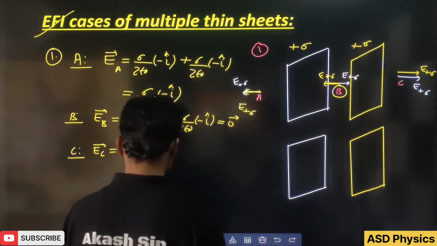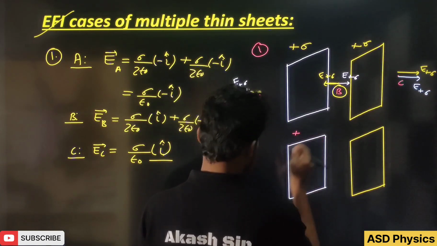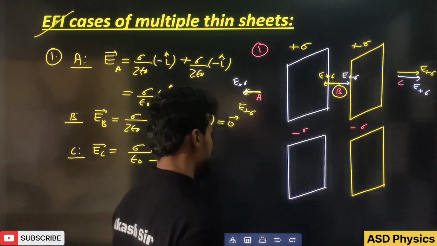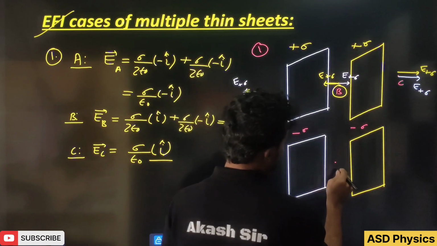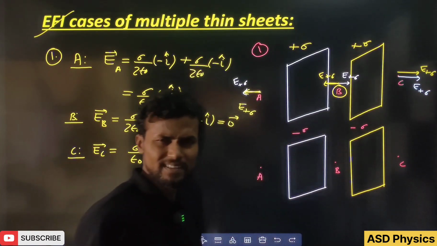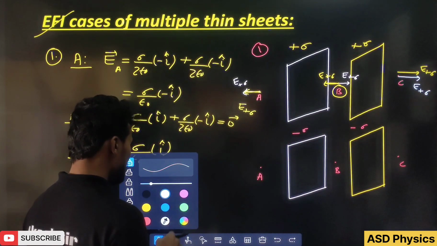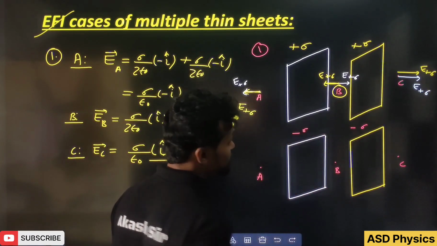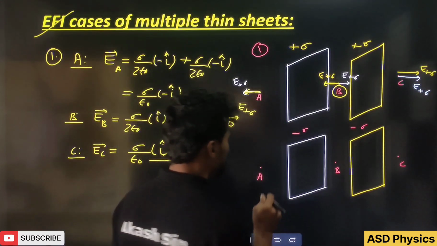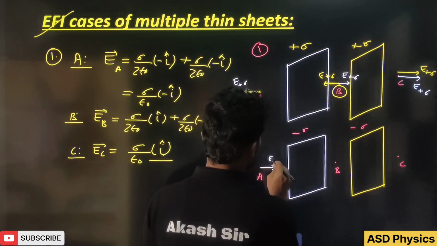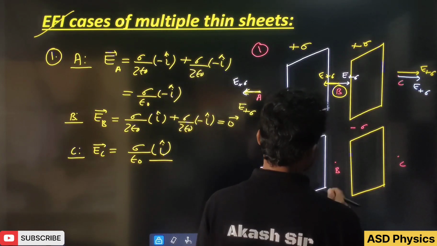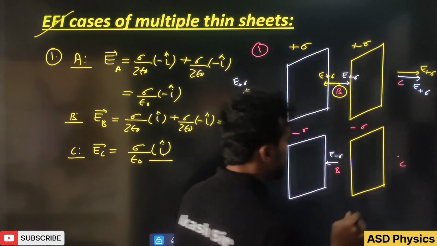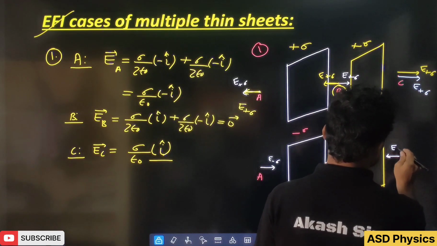Let's take for example, again I have taken this charge. Now I will take minus sigma here, and here also minus sigma, and again I have taken points A, B, and C. Now in the same way we will do it in a very relaxed manner. Due to this sheet, negative charge means the electric field is always towards it. So here E minus sigma, at point B again towards, E minus sigma, and at point C also towards, E minus sigma.